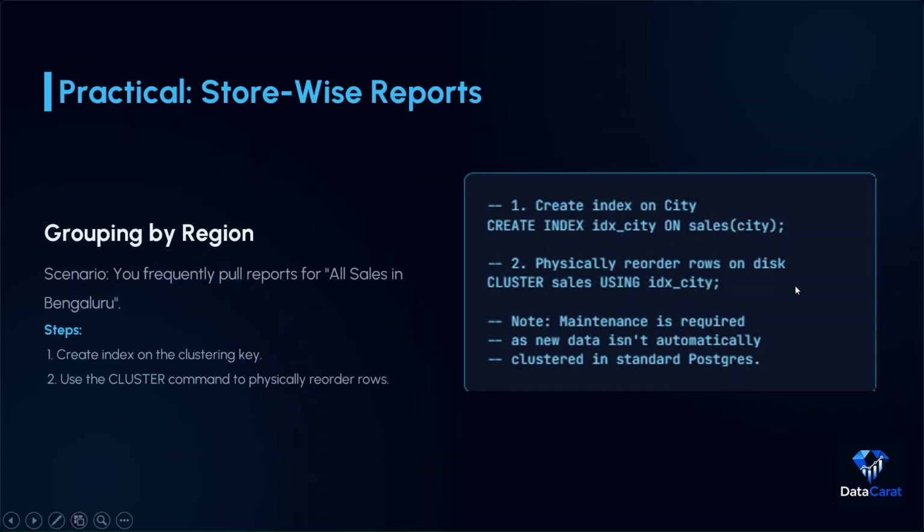Let's see how clustering happens in action. Suppose we have a table called sales, and let's say you frequently pull reports for all sales in Bangalore. Looking at the code here, we create an index on the column city because before clustering, we must have an index first to act as a map. Then we cluster the sales table using the indexed column, that is city in our case. This command tells the database to physically sort the sales table based on the city column.